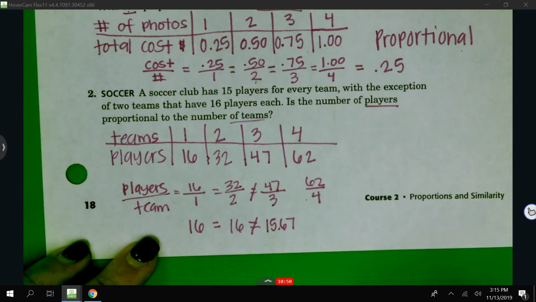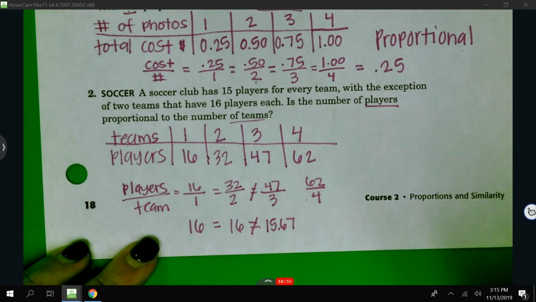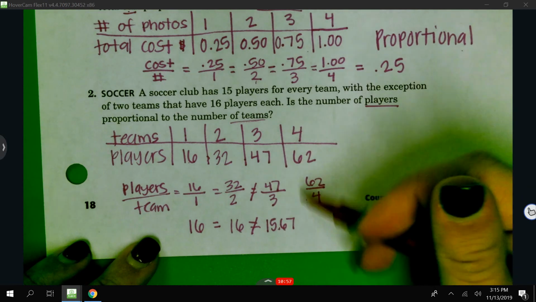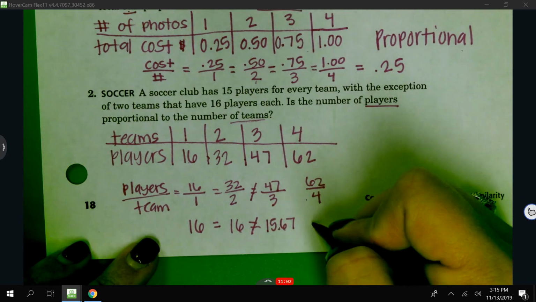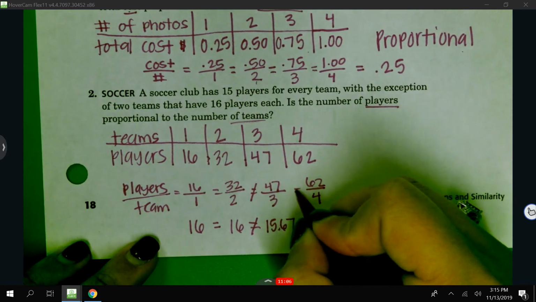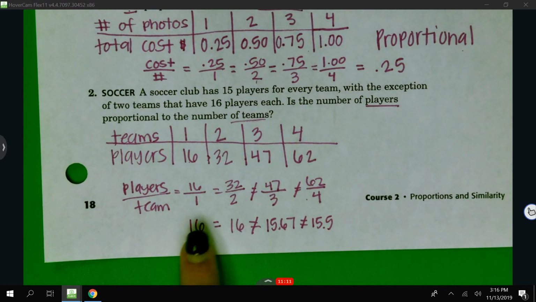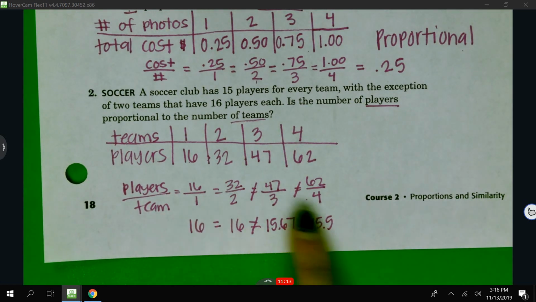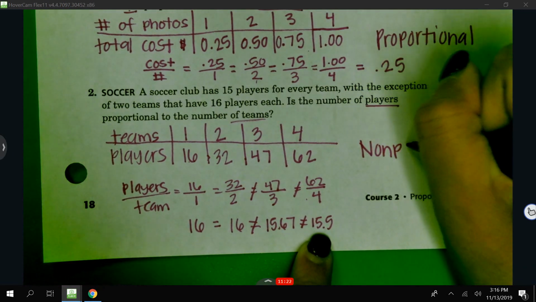So could we already go ahead and say if this is proportional or not? Yes, we could go ahead and conclude that this is not proportional, but let's see about this other ratio, just for fun. So 62 divided by 4, that is 15.5. So again, those are not equal. Our first two ratios were equal, but every single one of them has to be equal in order for it to be proportional. So because all 4 of them are not equal, this is a non-proportional relationship.